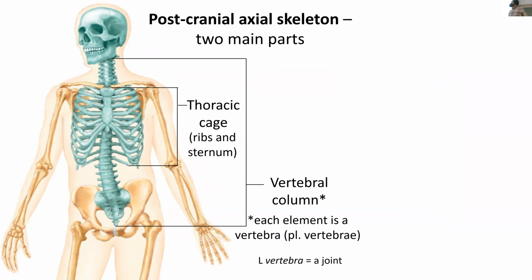So in the postcranial skeleton, we only have three kinds of bones: ribs, the sternum, and vertebrae. Now, there's a bunch of different kinds of vertebrae, but those are the three major categories of bones in the postcranial skeleton. So what we're going to do is walk through each of those in a little more detail, starting with the vertebral column.